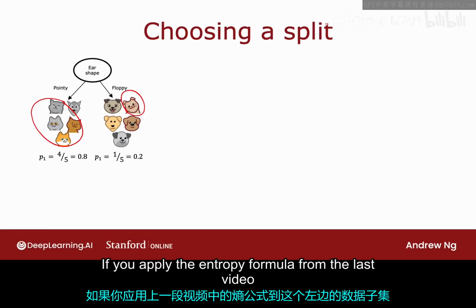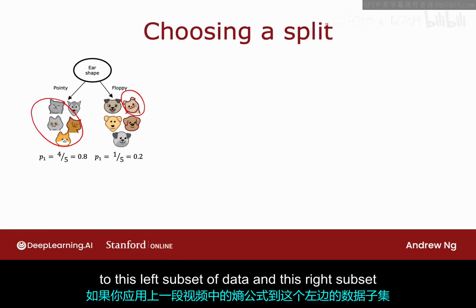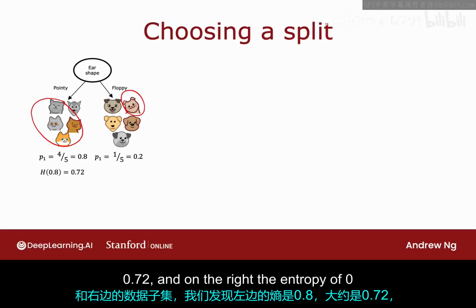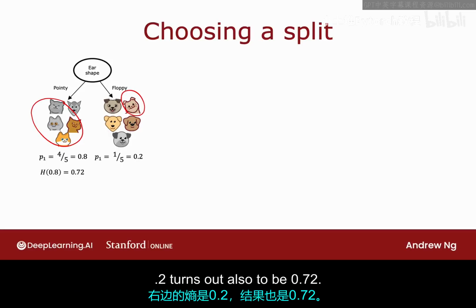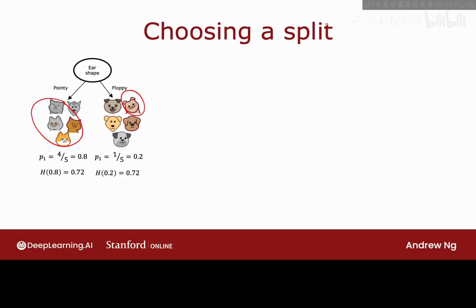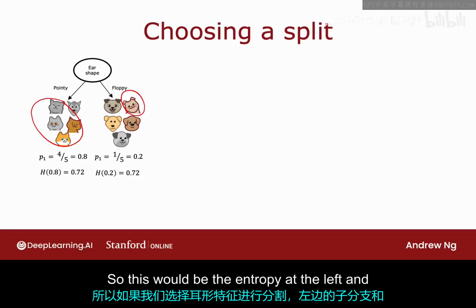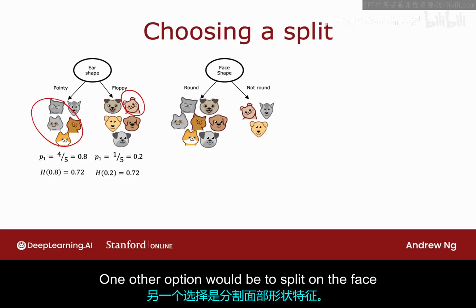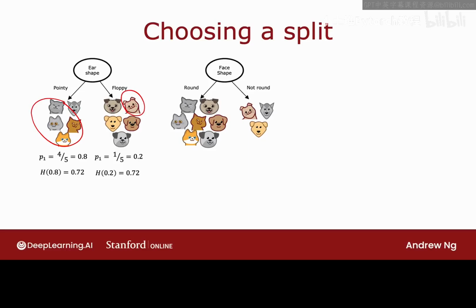If you apply the entropy formula from the last video to this left subset of data and this right subset of data, we find that the degree of impurity on the left is entropy of 0.8, which is about 0.72. And on the right, the entropy of 0.2 turns out also to be 0.72. So this would be the entropy at the left and right sub-branches if we were to split on the ear shape feature. One other option would be to split on the face shape feature.